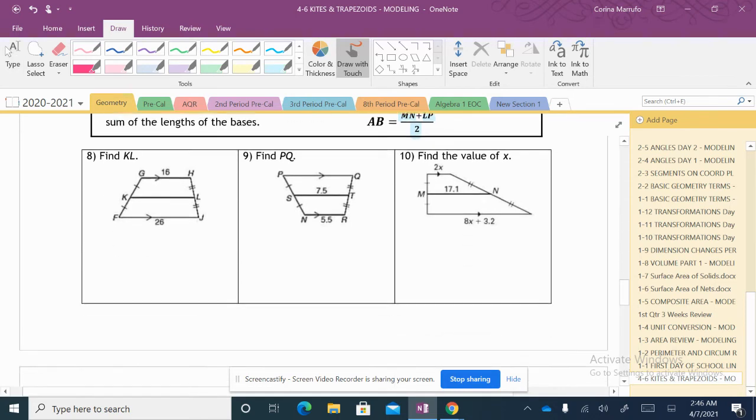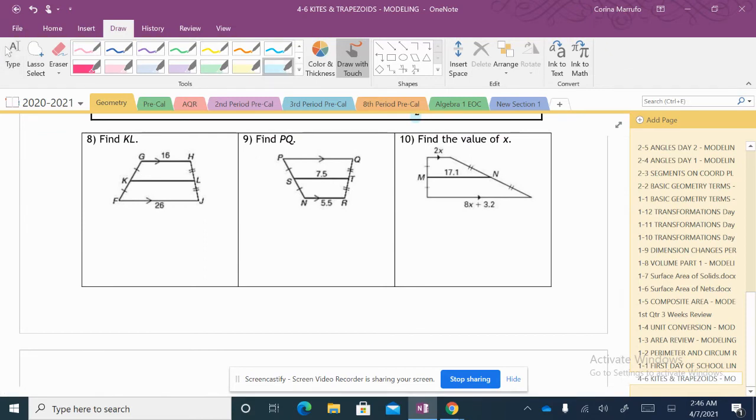So for example, here they're asking us for the mid-segment KL. All we have to do is add the two bases. So we add the 16 plus the 26, and we divide that by 2, and that'll give us the distance from K to L. So 16 plus 26 divided by 2 gives us 21.